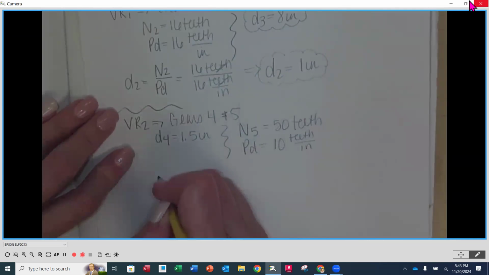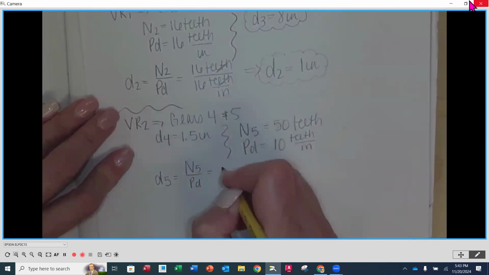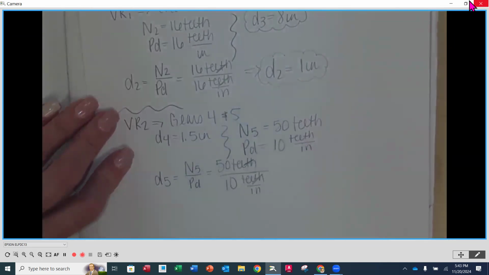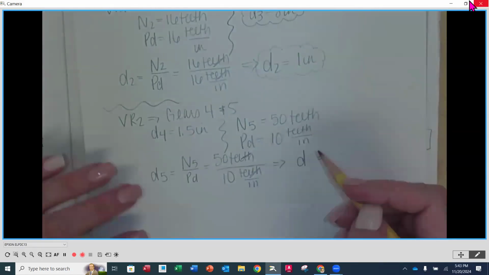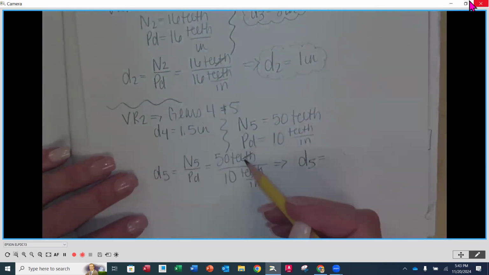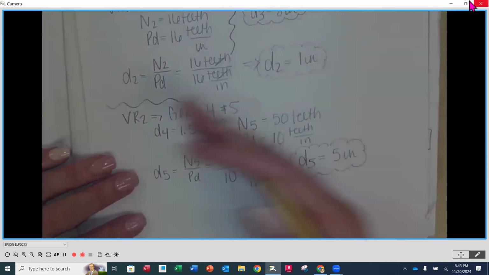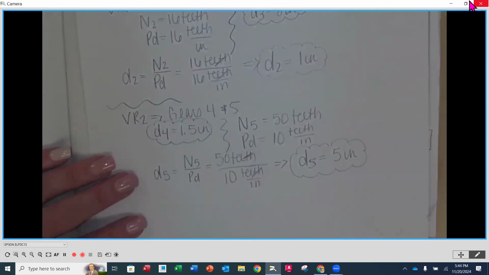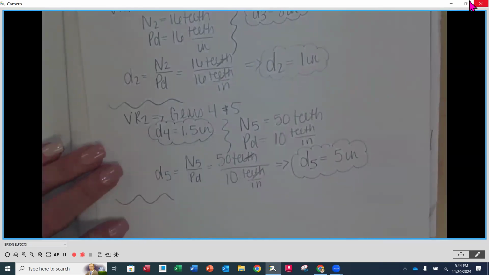So pitch diameter number 5 is going to be number of teeth 5 divided by the diametral pitch. So we know that to be 50 teeth divided by 10 teeth per inch. Teeth cancel, we're left with inches. So I'm going to do that very same thing. D5, glancing above, D5 is going to be 50 divided by 10. So it's going to be 5 inches. So here's our pitch diameter for 5, pitch diameter for 4. Makes sense? Any questions so far?